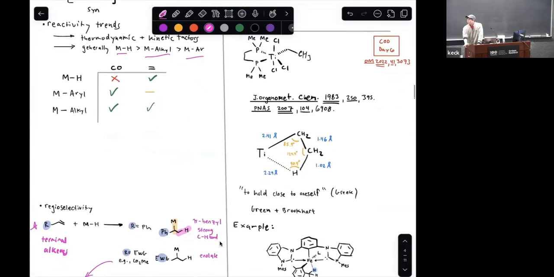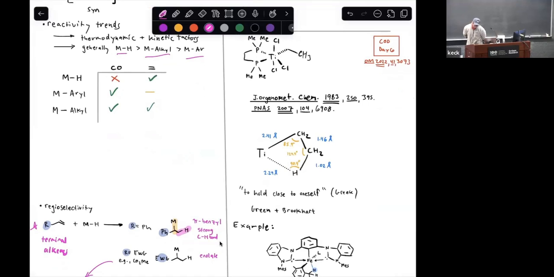The metal, remember, is big, and the metal prefers energetically to be at the least hindered position. Okay, questions on those regioselectivity trends? Yes, Rika. If R was a heteroatom, would it be the same selectivity as R equals phenyl?